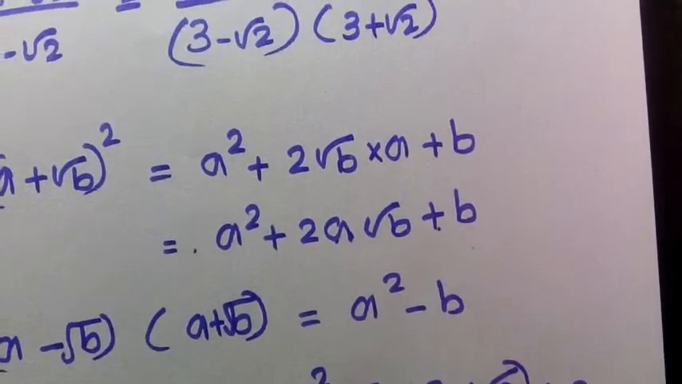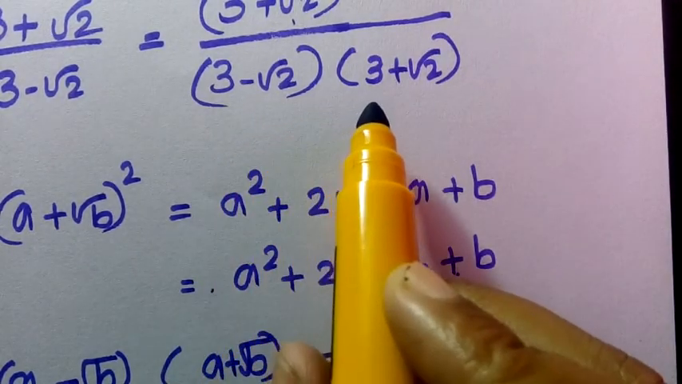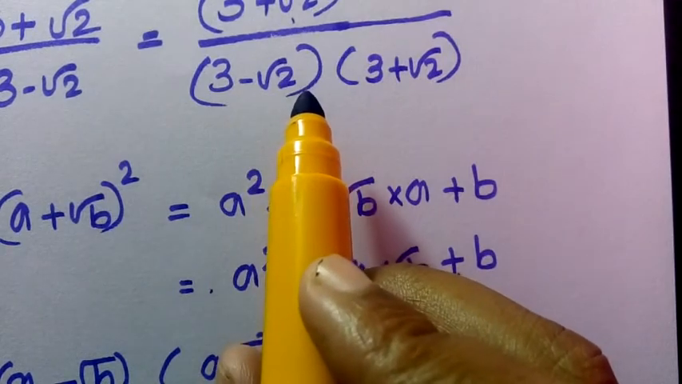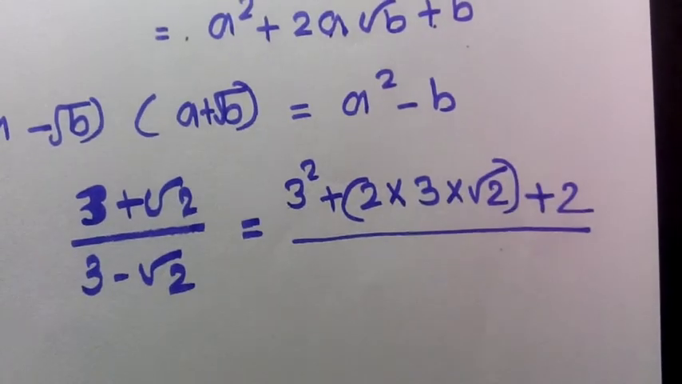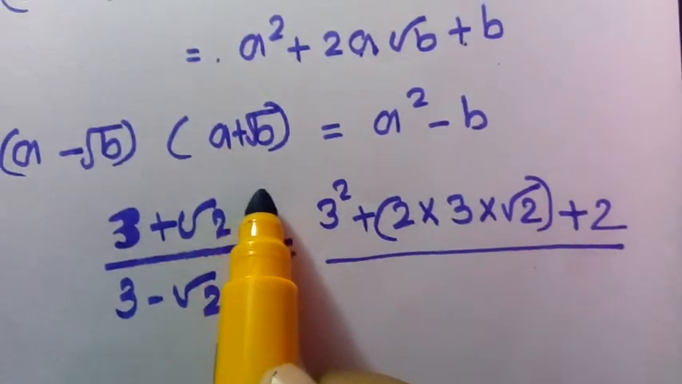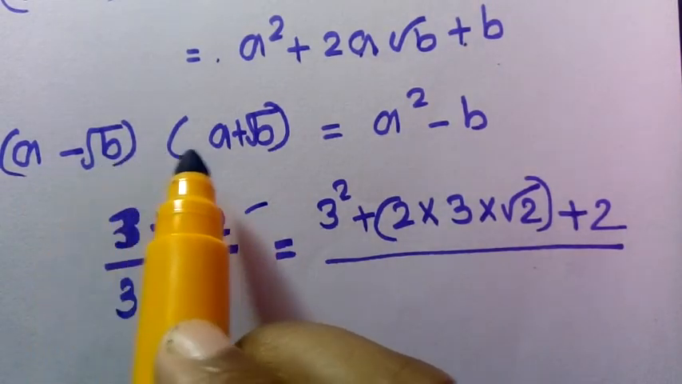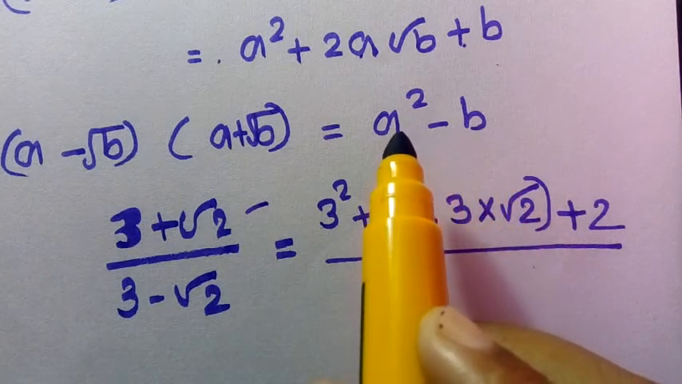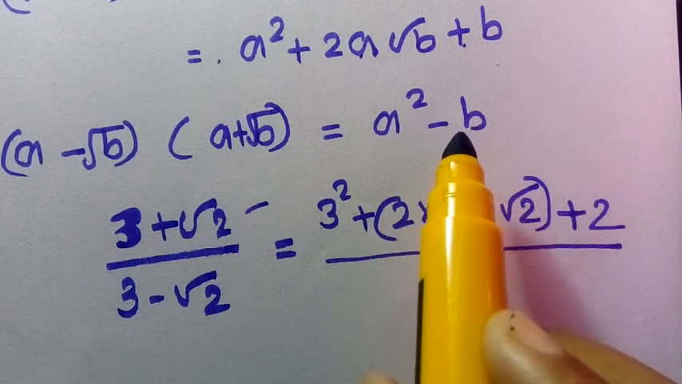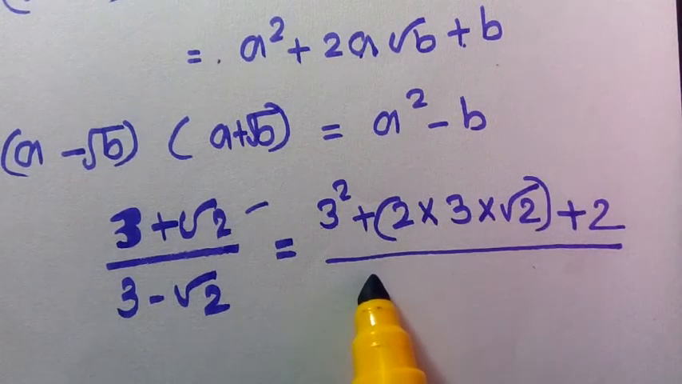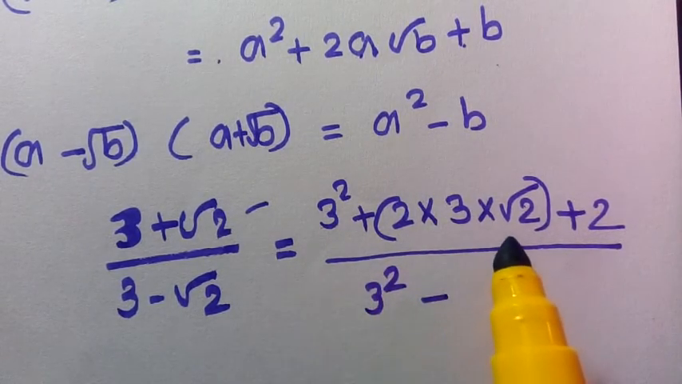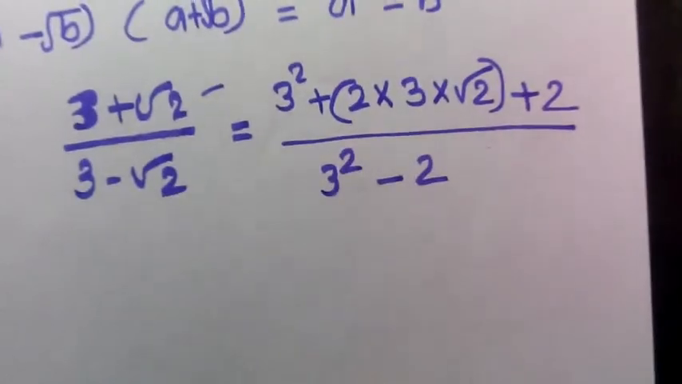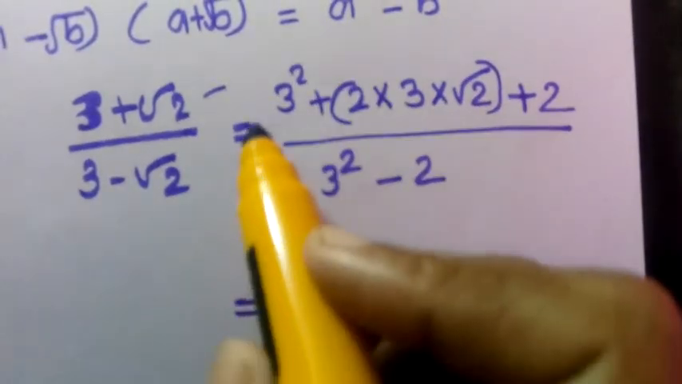Now we need to solve the denominator. (3 minus root 2) into (3 plus root 2). Here a is 3, b is 2. So we already discussed (a minus root b) into (a plus root b) is equal to a square minus b. So a is 3, b is 2. So a square means 3 square minus b, which is 2.